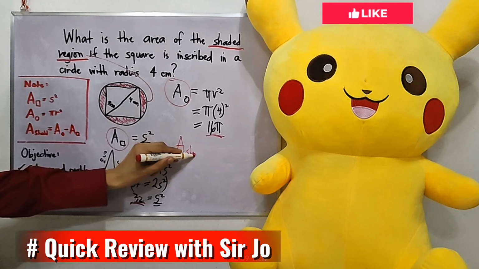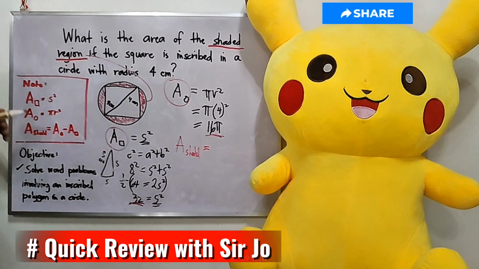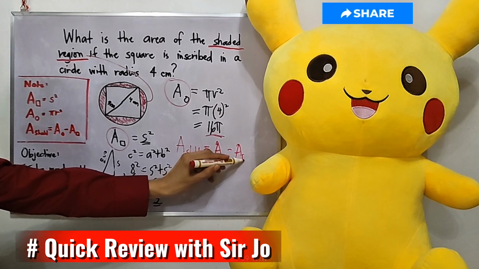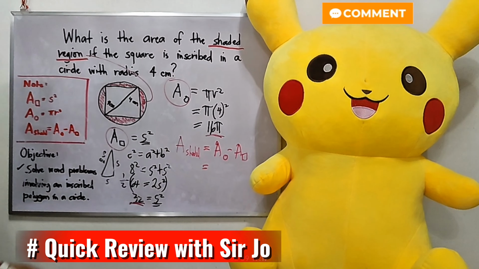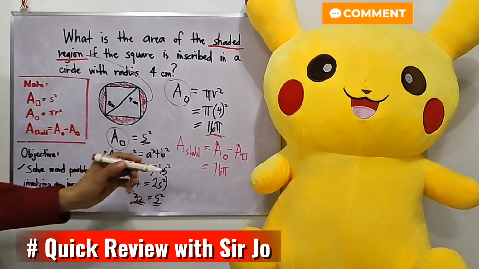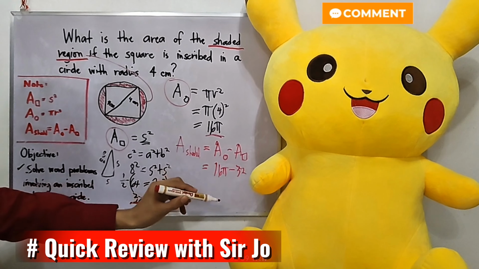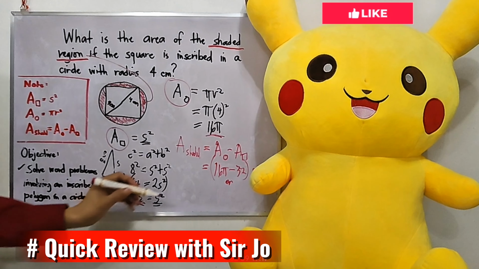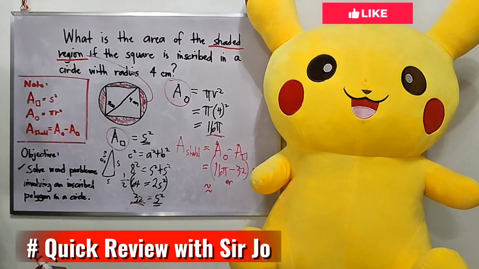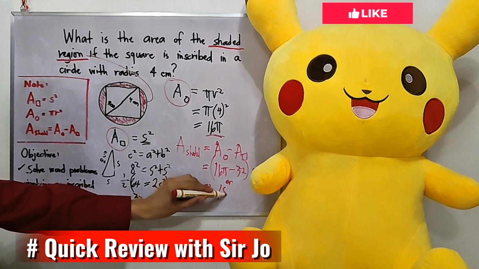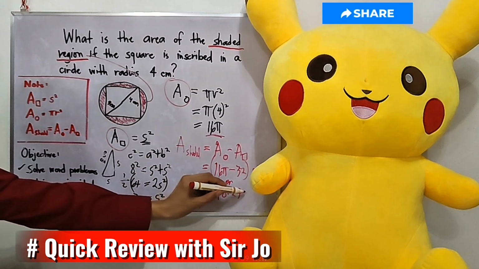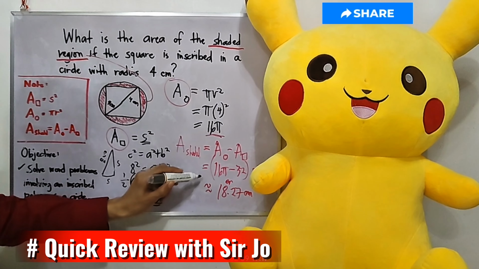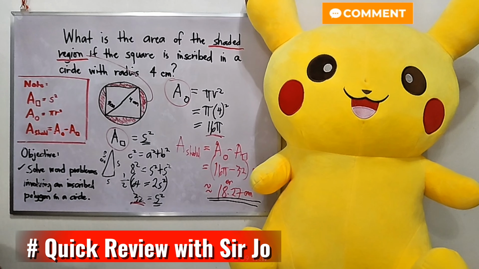For our shaded region area, we have to subtract the area of the square from the area of the circle. So we have 16 pi minus 32. That is in square centimeters, or the approximate value, if we simplify, is 18.27 square centimeters. That's the approximate area of the shaded region.